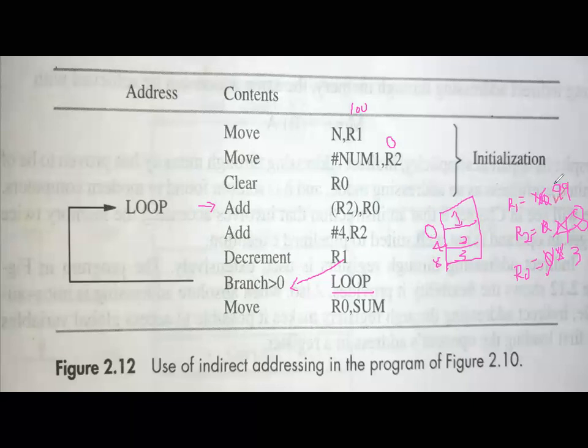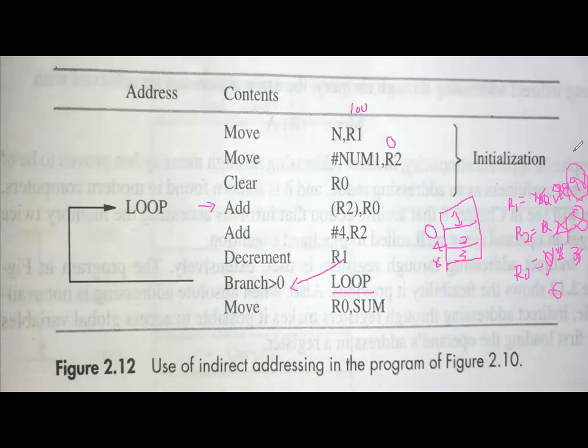Decrement R1, so 99 we have, it will become 98. Then we are going to check the branch. Yes, R1 is greater than 0 because we have 98. Then go to loop. Yes, add R2. What is the value of R2 now? 8, exactly. 8 should be considered as an address. What is held by your 8? 3, exactly. Now 3 will be added to R0, so this will change to 6, exactly. Then again add 4 to R2, decrement R1.